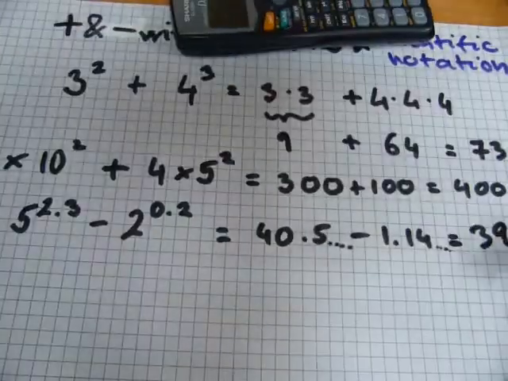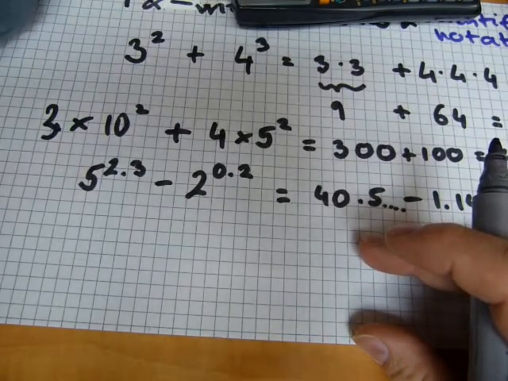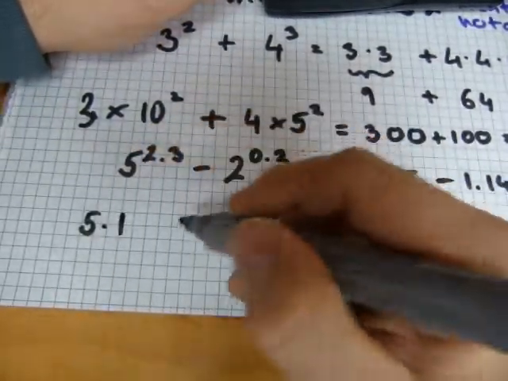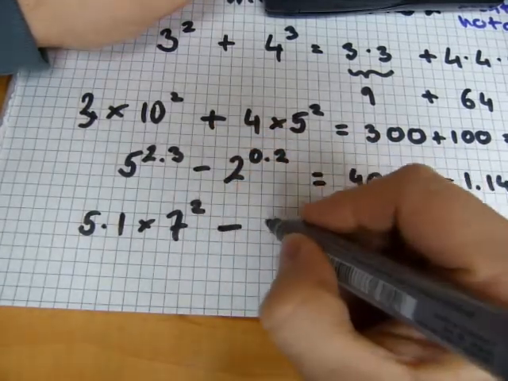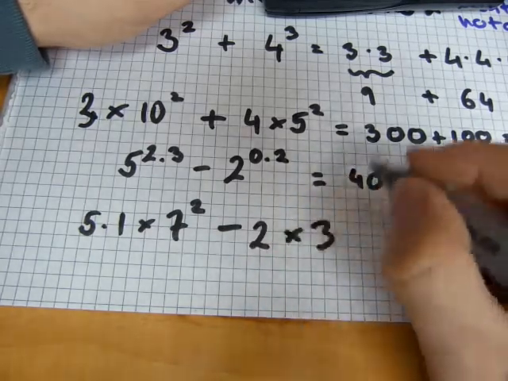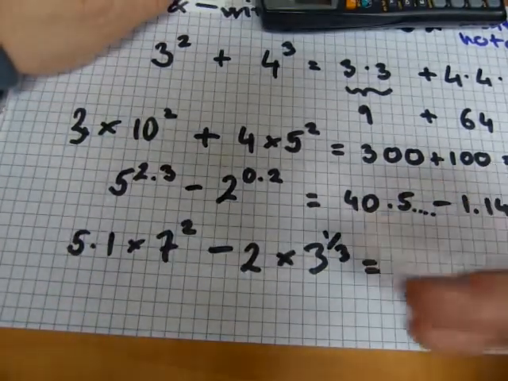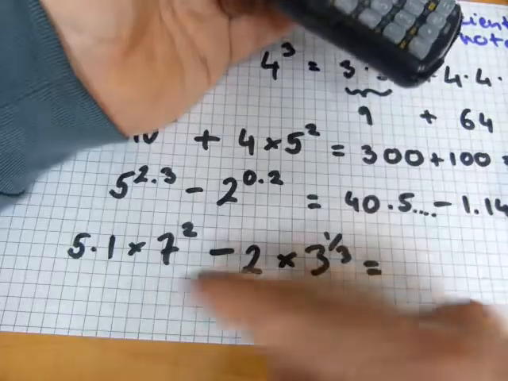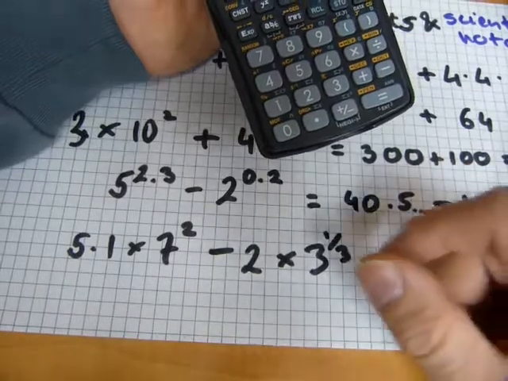And one last thing is subtraction with numbers in exponential format. About 5.1 times 7 to the power of 2 minus 2 times 3 to the power of 1/3 equals. You can do the same thing on a calculator. Possibly you have to use the brackets depending on how your calculator is programmed, but the whole thing can be entered on a calculator. I'll show you how.